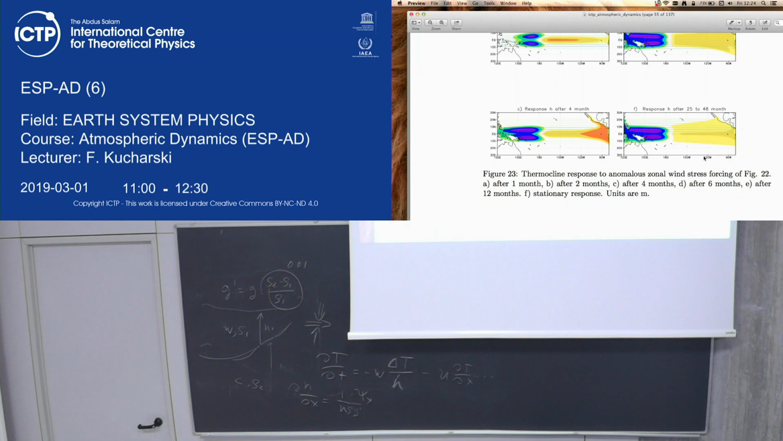So sometimes you trigger it, and then you get the positive feedbacks, and then there can be some weak tendency for oscillation. But you always need some kind of forcing to trigger it.